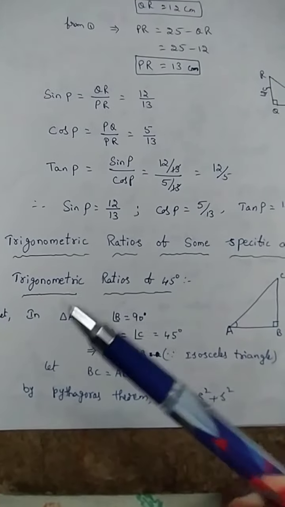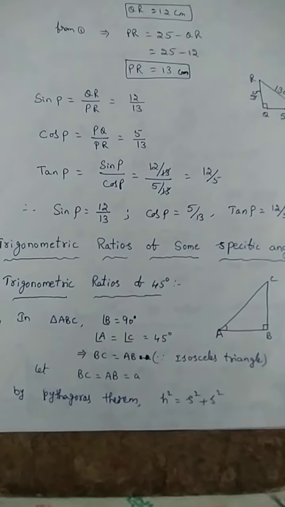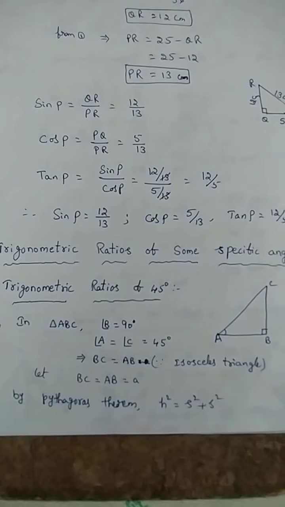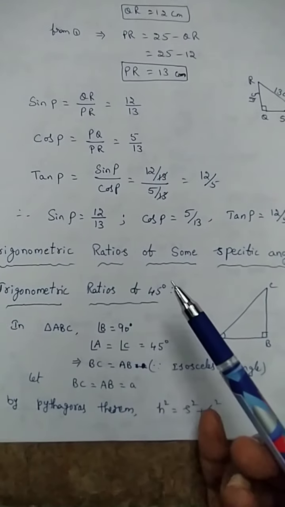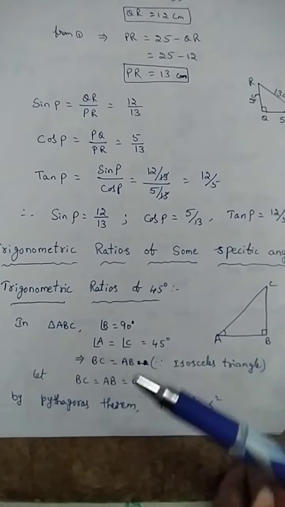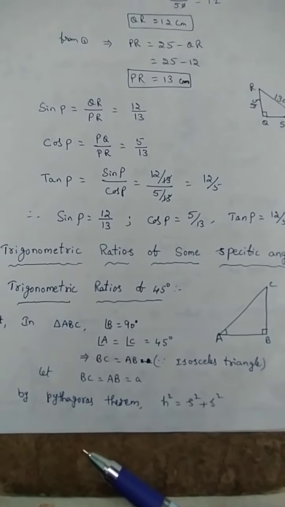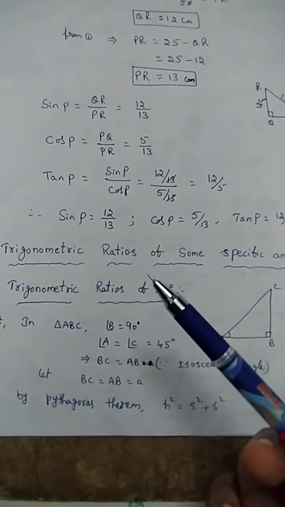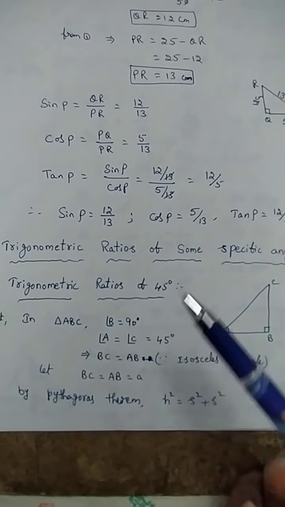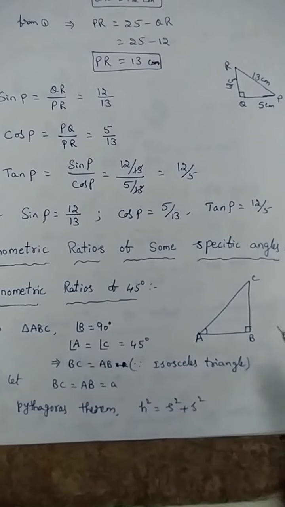So how can we find the trigonometric ratios of the 45 degrees angle? That means, what is the value of sine 45 degrees, cos 45 degrees, tan 45, cosecant 45, secant 45, and cot 45? We'll find the values of those trigonometric ratios at the angle of 45 degrees. To find them, first of all we can draw a right angle triangle.